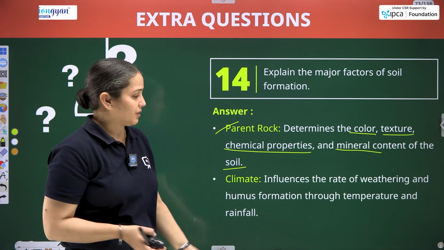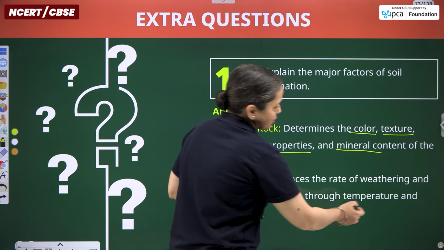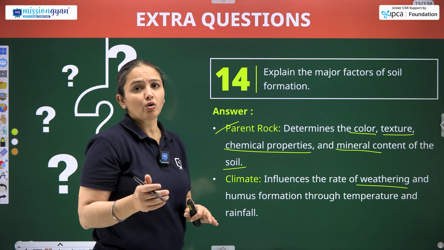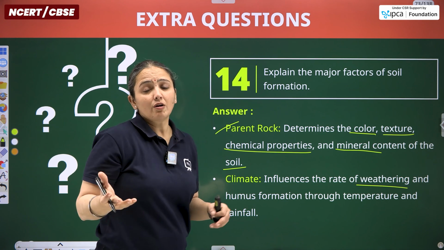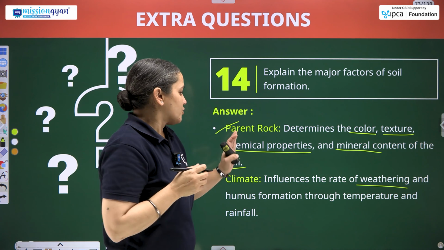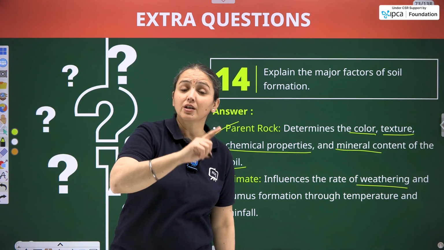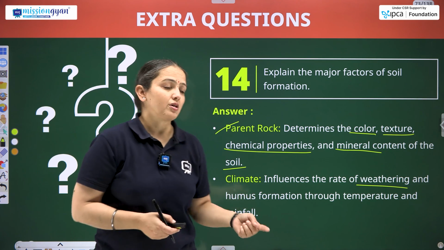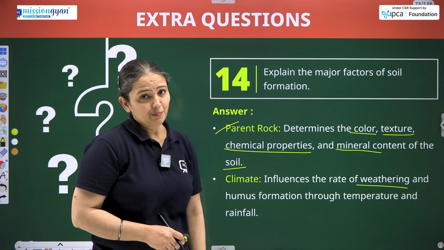Then we were talking about climate. Climate influences the rate of weathering. Weathering is the breaking away, split up of the rock or the occurrence of the cracks in the topmost layer of the rock. So this is weathering. So climatic factors, the rainfall and temperatures are going to affect the weathering process responsible for the soil formation.